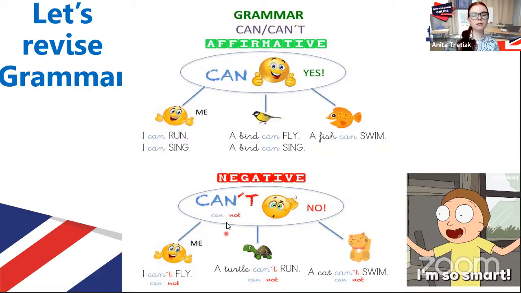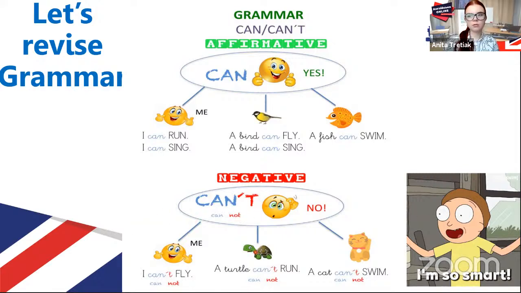And to say something in negative, you just need to say can with not, cannot. Or the short form can be can't. Can't is the short form for American pronunciation, and can't is the short form for British pronunciation. So you can choose whatever you like.